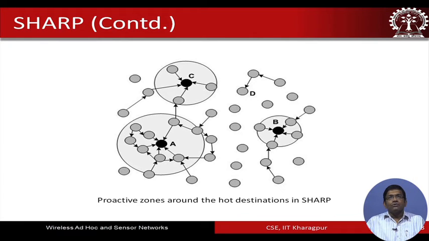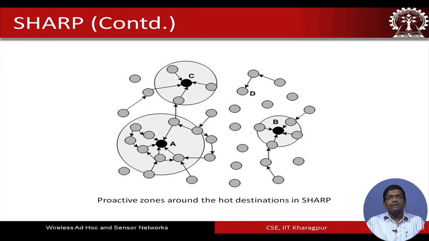Okay. So, these proactive zones around the hot destinations are shown in this particular figure. The dark shaded ones, A, C and B, are the nodes which are the hotspots, and the other shaded nodes around those nodes inside the circles are the hot destinations, and this is the main difference.